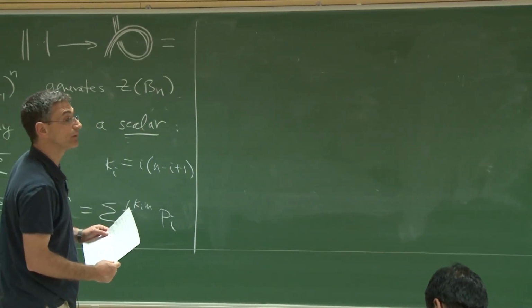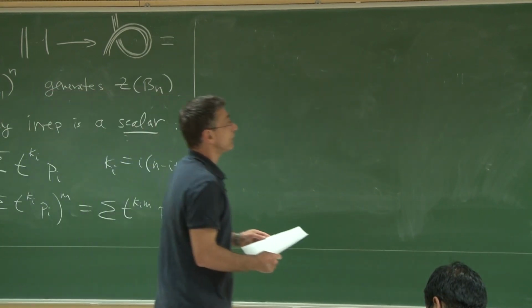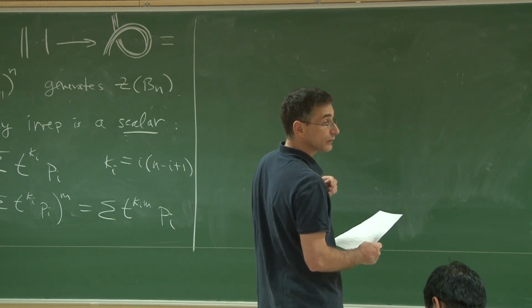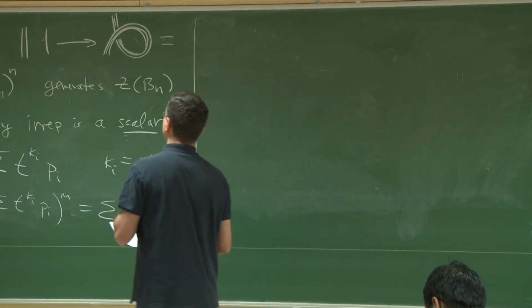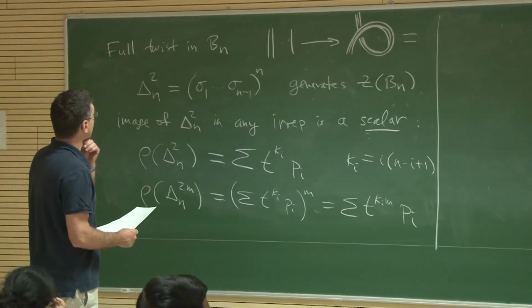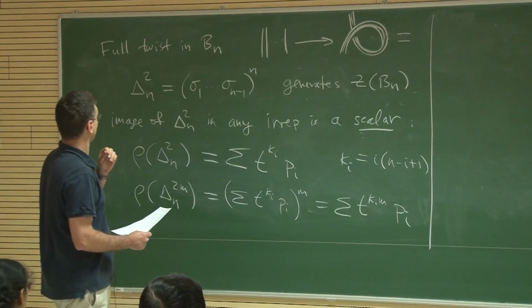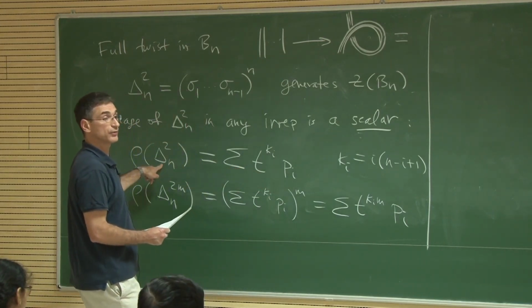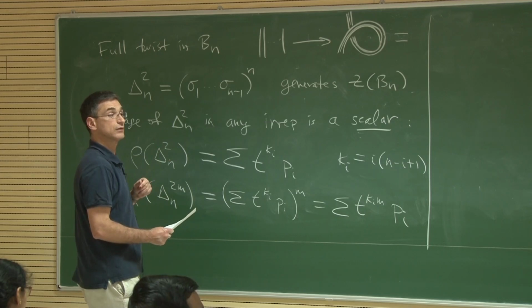I'm sorry? All the pi's are elements in C of pi. Yes, that's correct. Yes. So when you say it generates it, it means that every pi is some power of the sector? No, because these are elements in the algebra, and this is an element in the braid group, and this is a representation. Okay?